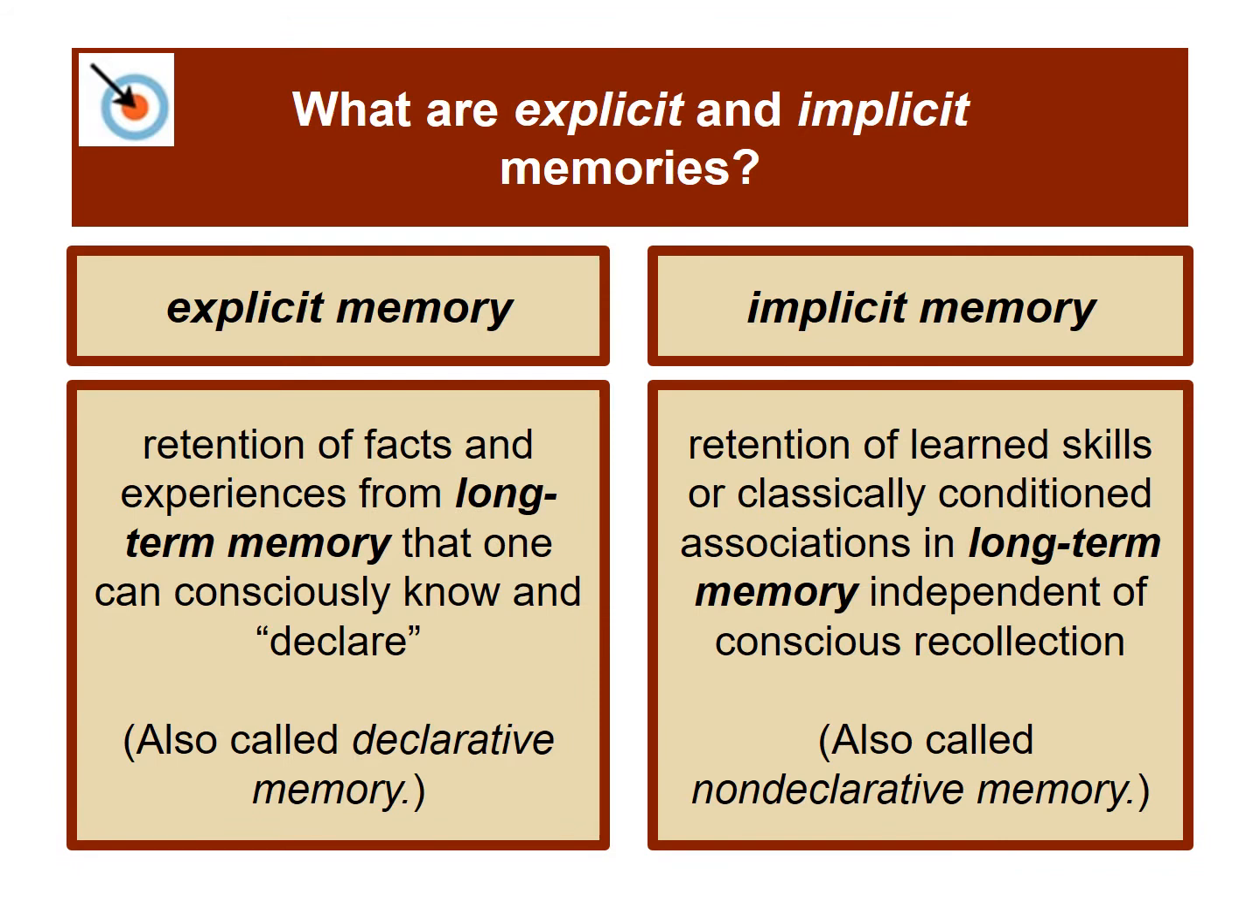That leads us into explicit and implicit memories. Explicit memories are the retention of facts and experiences from long-term memory that one can consciously know and declare. These are also called declarative memories. Implicit memories are called non-declarative memories, and they are the retention of learned skills or classically conditioned associations in your long-term memory, independent of conscious recollection.